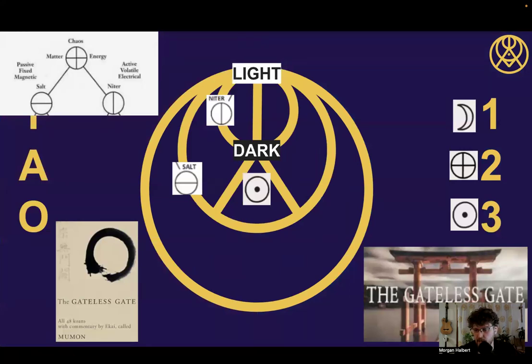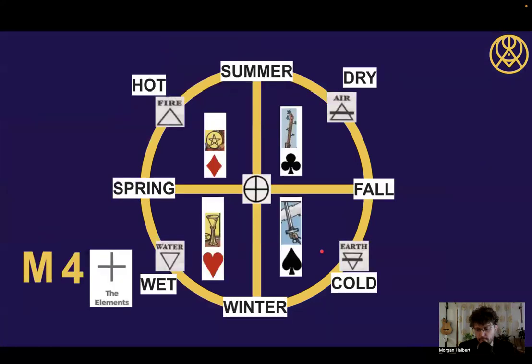And it's from these three that all other planetary symbols can be generated. We'll cover this in a future video. Once we reach 4 divisions, we find ourselves speaking in terms of seasons, suits, and elements.